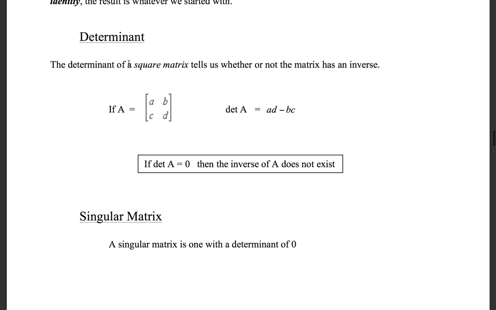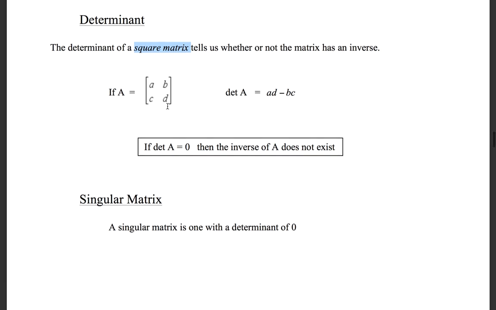With determinant, we only use it with square matrices. The determinant of a square matrix tells us whether or not the matrix has an inverse. We're going to talk more about inverses in the next video, and then we'll put the determinant in context. But we need to know how to get the determinant first. So let's start with a 2 by 2 matrix because we're only dealing with square matrices.